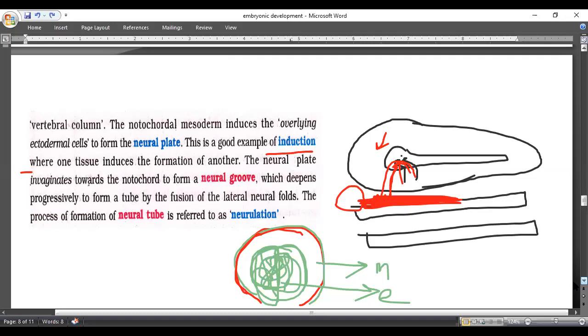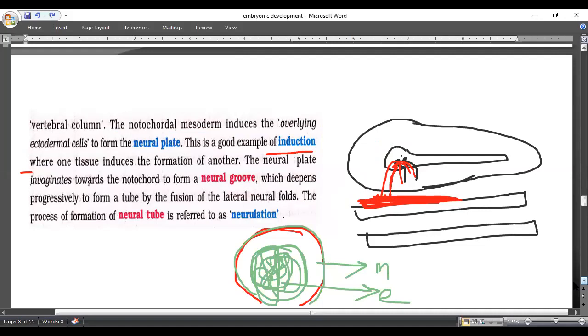The notochordal mesoderm induces the overlying ectodermal cells to form the neural plate. Okay, so when skeletal elements started forming in the mesoderm, it should motivate the ectoderm to form the nervous element, the neural element, isn't it? This is a good example of induction. Simply what I am saying, the development of one organ stimulates another organ to develop. Mesoderm is activated, started developing skeletal elements, so that activates the ectoderm. You need to understand that. That is called the induction process. So many are there, one example is given for us.